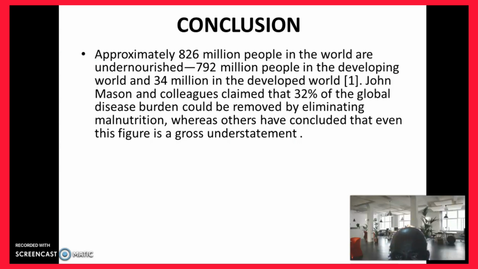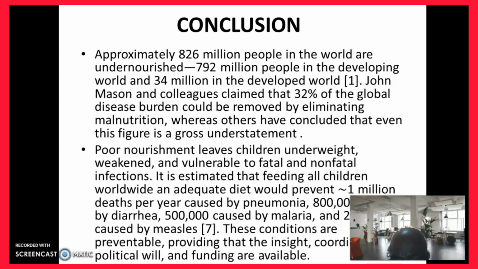John Mason and colleagues claim that 32% of the global disease burden could be removed by eliminating malnutrition, whereas others have concluded that even this figure is a gross understatement. Poor nourishment leaves children underweight, weakened, and vulnerable to fatal and non-fatal infections.